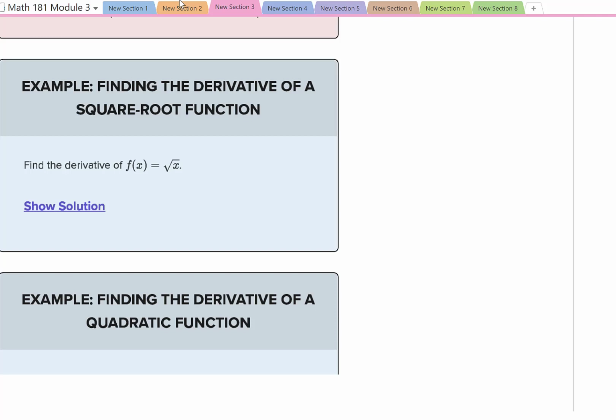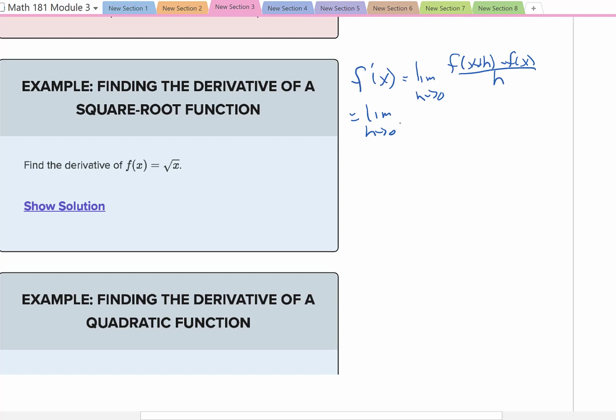Okay. So it says find the derivative of f of x equals square root of x. So we're going to look for f prime of x, which is going to be the limit as h goes to 0 of f of x plus h minus f of x all over h, which will become the limit as h goes to 0 of the square root of x plus h minus the square root of x all over h.